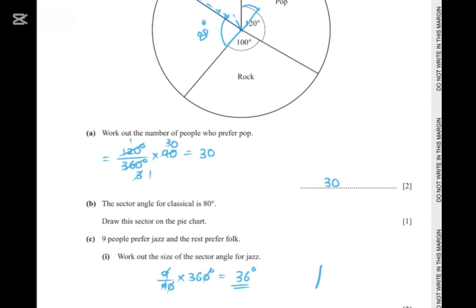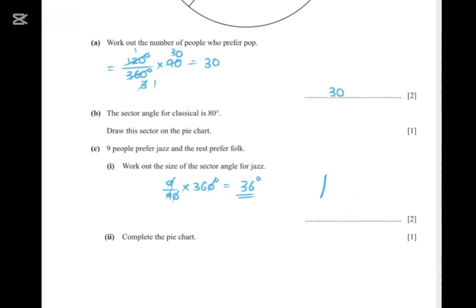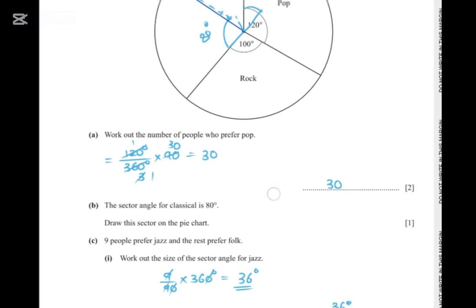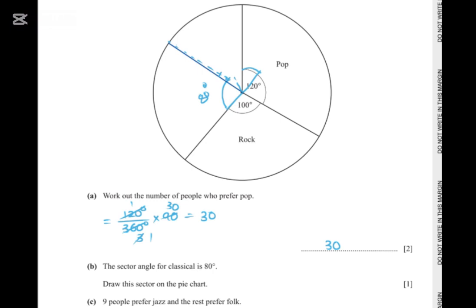Now the next question. You can write 36 here. The next question is to complete the pie chart. Here I cannot show you the actual thing, but you have to take your protractor and keep it in the center on any of the lines, aligning it like this, then check 36 degrees, mark that, and draw the line in between, something like this. So you can complete the pie chart right here.